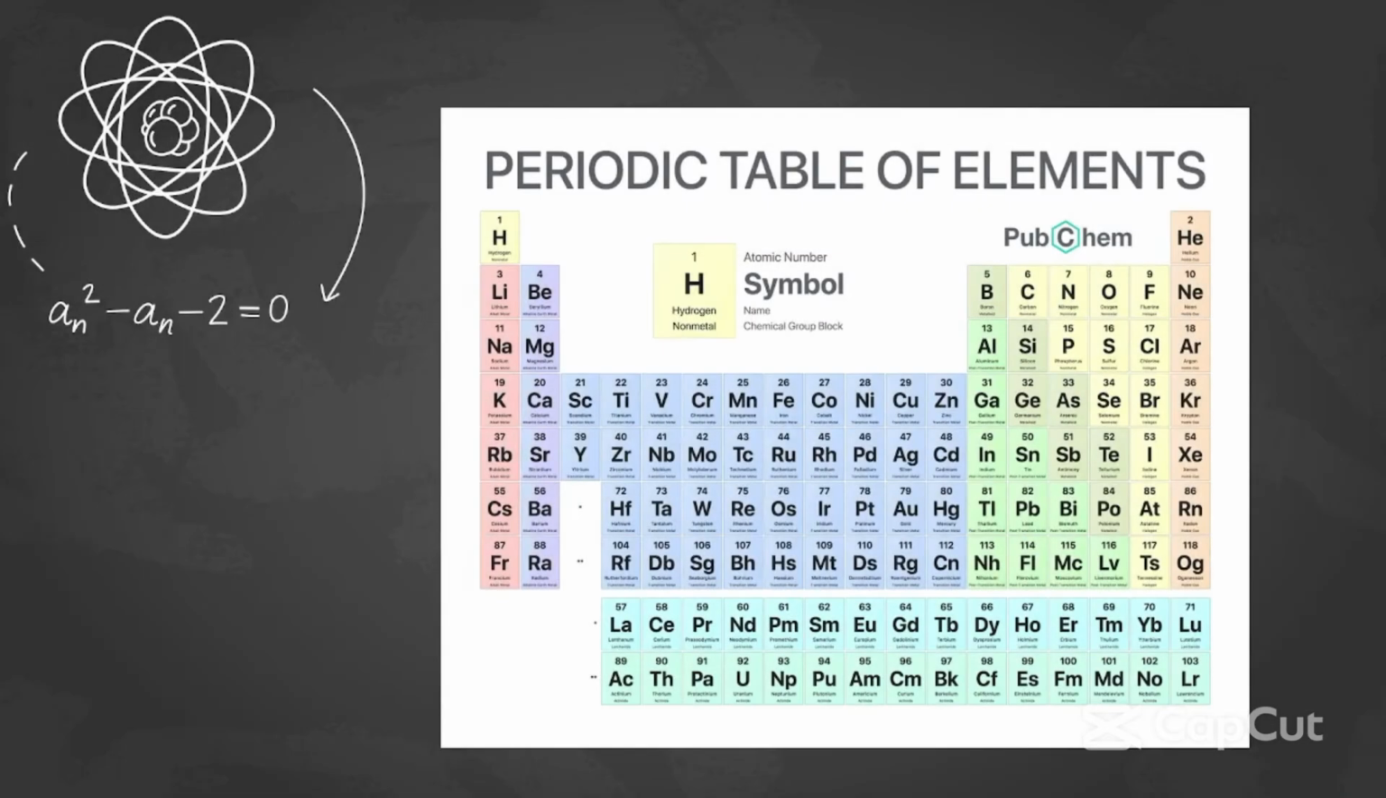So basically this means that shielding decreases as you go left to right in a period like this, because the amount of electrons are increased while the amount of shells stay the same. But shielding increases as you go down a group like this, because the amount of shells increase.